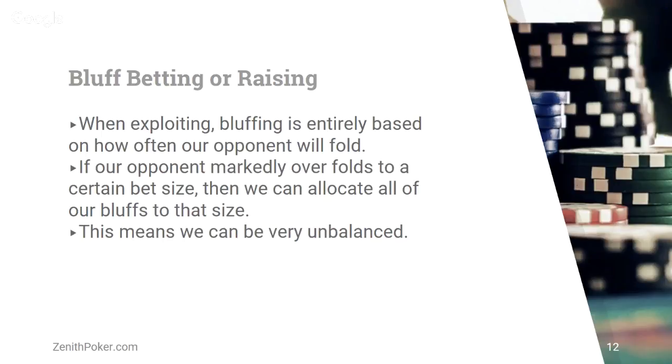One question. If we allocate all of our bluffs to that specific size, then are we prone to overbluffing? Well, okay, so remember you're exploiting. Okay, got you. So you have to worry about being balanced. Right. So I have seen players fold top pair on the river if we bet 200, 300% of the pot.